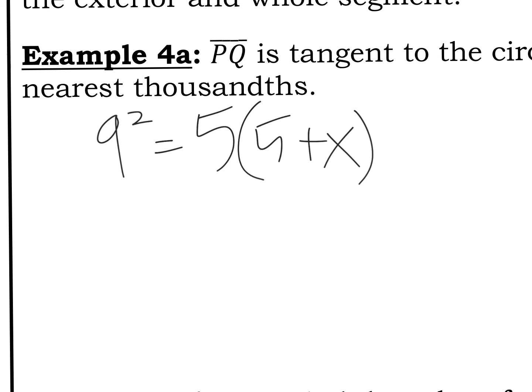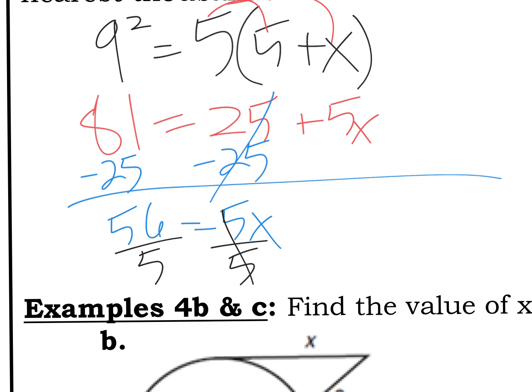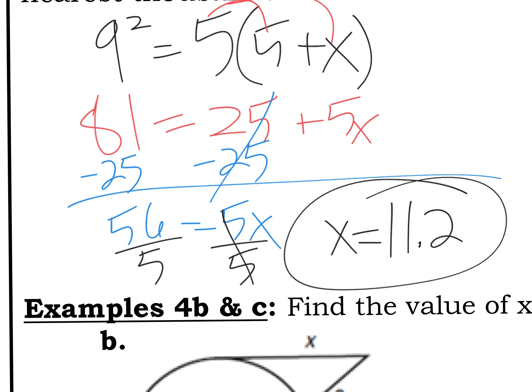And so 9 squared is just 81. 5 times 5 is 25. And 5 times x is 5x. And so we're just going to minus 25 to the other side and then divide by 5. So we get 81 minus 25, and that's 56. 56 divided by 5 is exactly 11.2. So I didn't need to do any rounding on that one at all, actually.